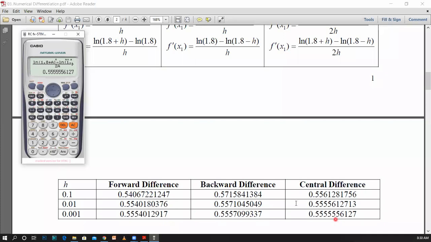0.5555556127. Now you can see this is the table that we have obtained for the forward differencing, backward differencing, and the central differencing techniques. Now you can see the first 3 values. In the first 3 values, there are some deviations among them, but as the value of h becomes lower, going downward you can see the value of h is getting smaller.